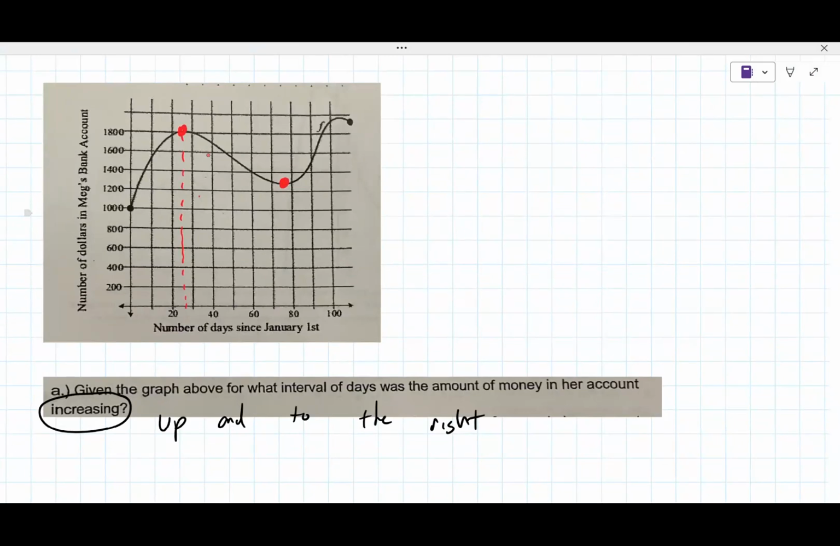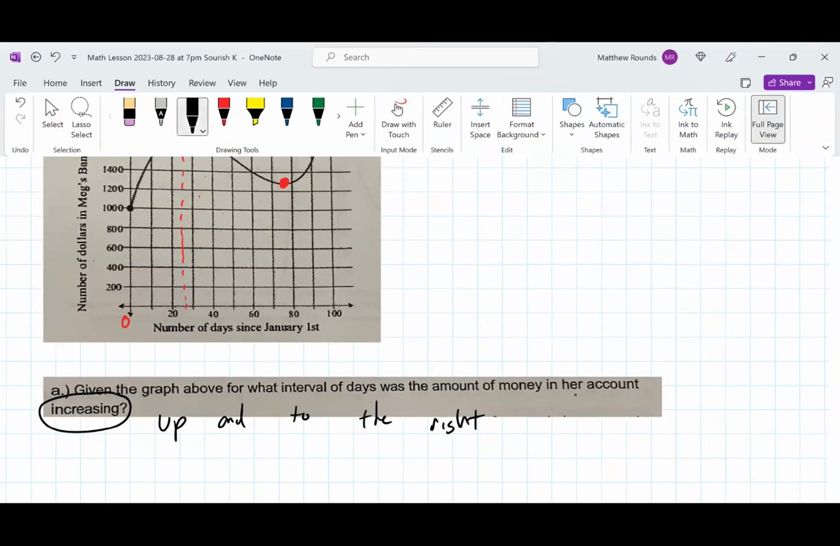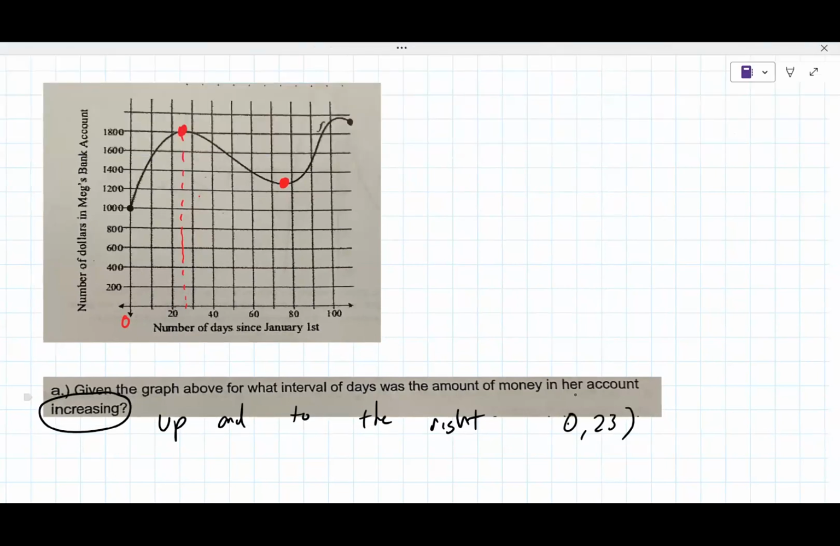For how many days is it going up and to the right? Day 0 until where? What is the value on the x-axis? The value in there is 20, and that makes it like 23. Okay, so we can say from 0 to 23 days, it's going up and to the right. So 0, 23, right?